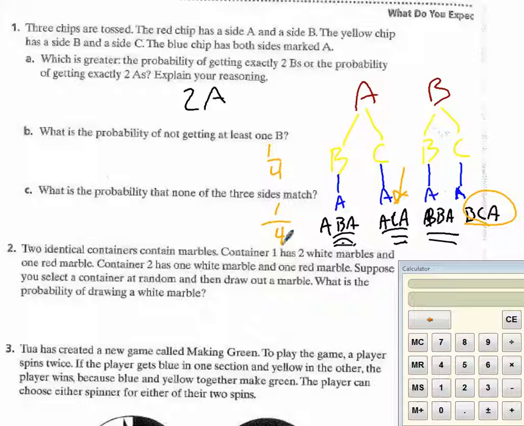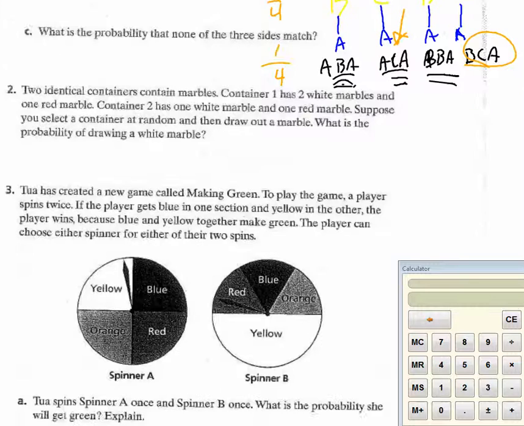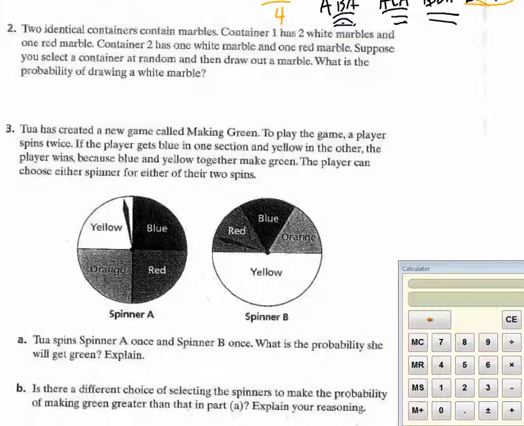All right. 2 identical containers contain marbles. We love marbles. Actually, marbles are pretty fun. Container 1 has 2 white marbles and a red. Container 2 has a white and a red.